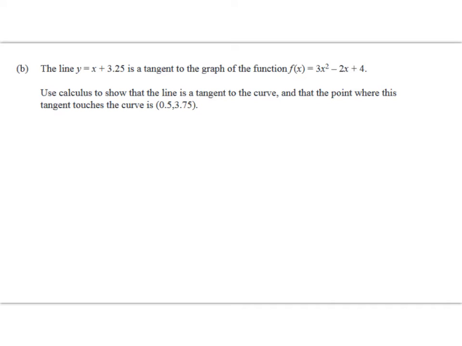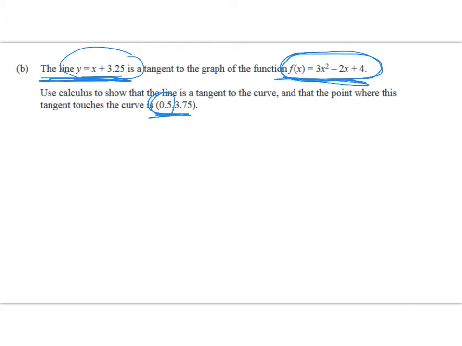Okay, this is a slightly funny question. The assessment schedule's got a couple of ways to do it, but I'll show you how I've gone about it. So we've given a line. This line here is a tangent to the graph of this function. So it's a show that question. We're asked to use calculus to show that the line is a tangent to the curve and that the point where this tangent touches the curve is this one here. I think the most straightforward way to go about this is to get the equation for the gradient of the tangent anywhere, and then we're going to show that when x is equal to 0.5 we end up with this line.